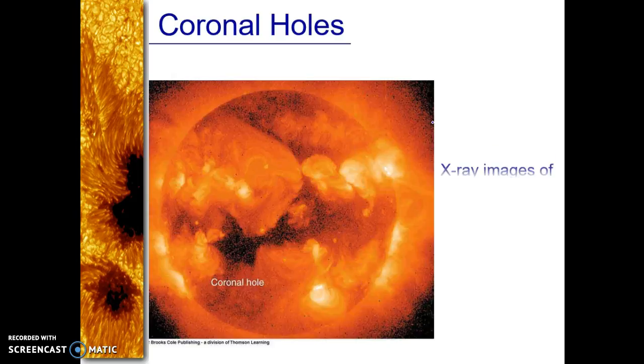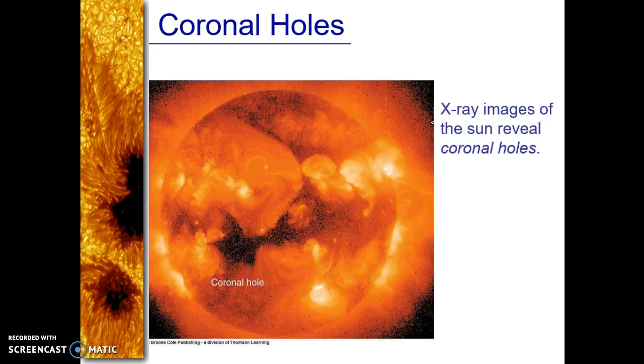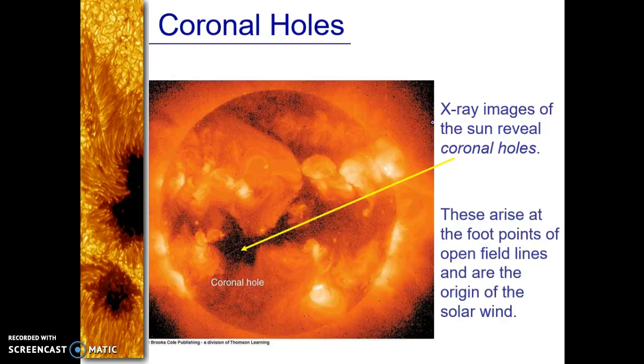But X-ray images of this show that there are holes in the corona. It's where the prominences will gust out, so the solar flares gust out, and they don't loop back in, and so it produces these coronal holes, or these holes in the corona. Right? And the coronal hole is what they say produces the solar winds. So that's where the solar winds come from.